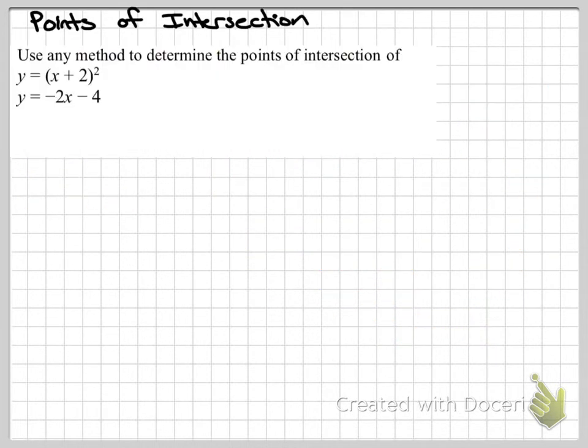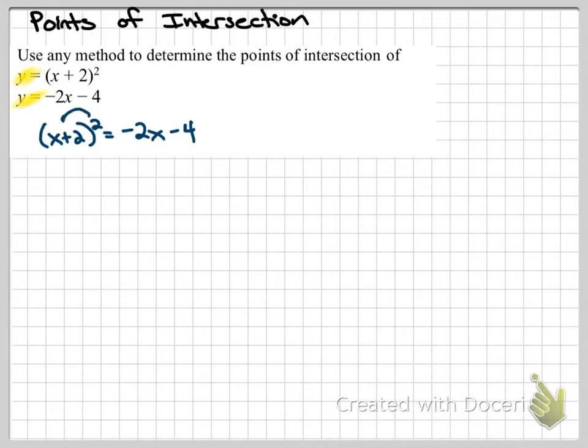Okay, moving on in our review, points of intersection. Use any method to determine the points of intersection of those two equations. So first thing you want to notice is, in this case, they both are equal to y. If they both equal y, then they both must equal each other. So substitution. X plus 2 squared must equal negative 2x minus 4.